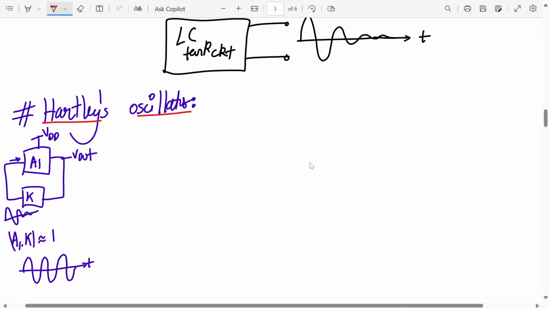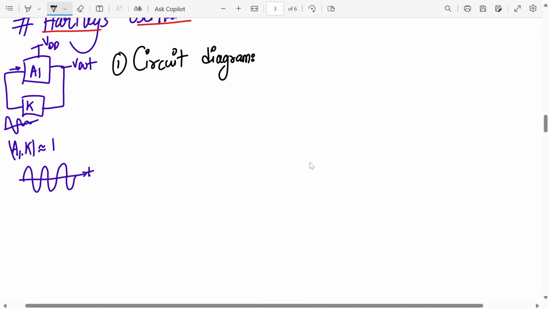Now everyone please draw the diagram of an LC oscillator. Are you all ready? First we'll go for the circuit diagram. Write down first: circuit diagram, Hartley oscillator. So first we'll draw the amplifier network.